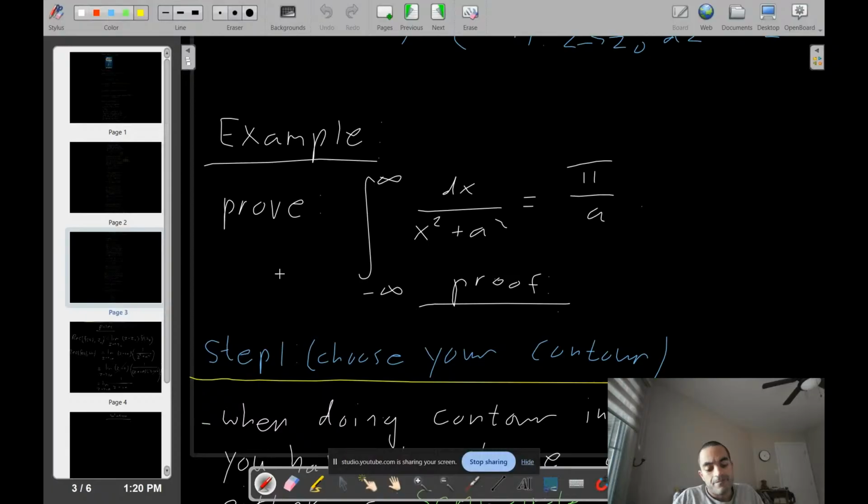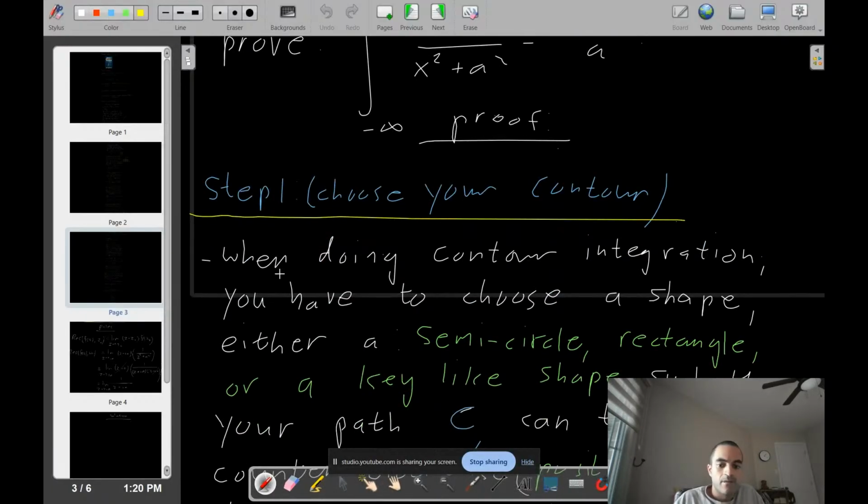All right, so the proof. Step 1, choose your contour. When doing contour integration, make sure you choose a shape, and the shapes are restricted to only these 3 shapes: a semicircle that's either upper or lower depending on the problem, a rectangle, or a key-like shape. They're restricted to these 3 because it's based on the geometry of what works when you're integrating.